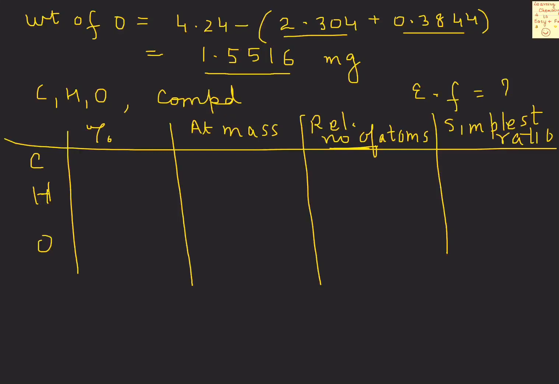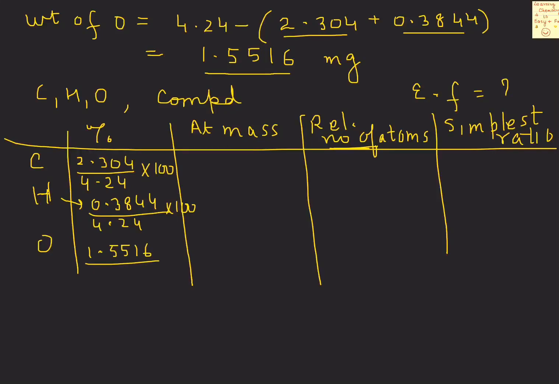Okay, so let's see the first method where we are talking about just the percentage. So percentage of carbon would be 2.304 divided by the total weight of the compound into 100. That gives you the percentage of carbon. Same way for hydrogen, it would be 0.3844 divided by 4.24 into 100. For oxygen, it will be 1.5516 divided by 4.24 into 100. That's a very long process, right?